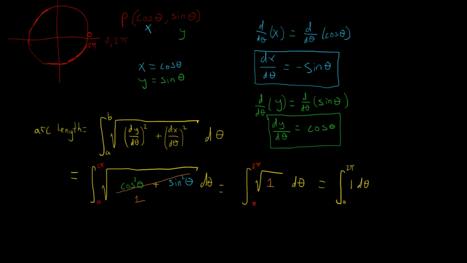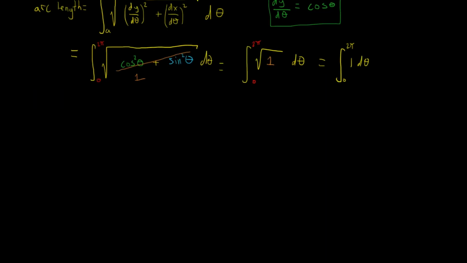Now, what's the antiderivative of 1? We're going to plug in 2 pi into our antiderivative and subtract what we get from plugging in the lower bound, which is 0. Since 1 is a constant, the antiderivative is just the variable we're integrating with respect to, so that's going to be theta. Then we plug in 2 pi and subtract the value at our lower bound, which is 0.